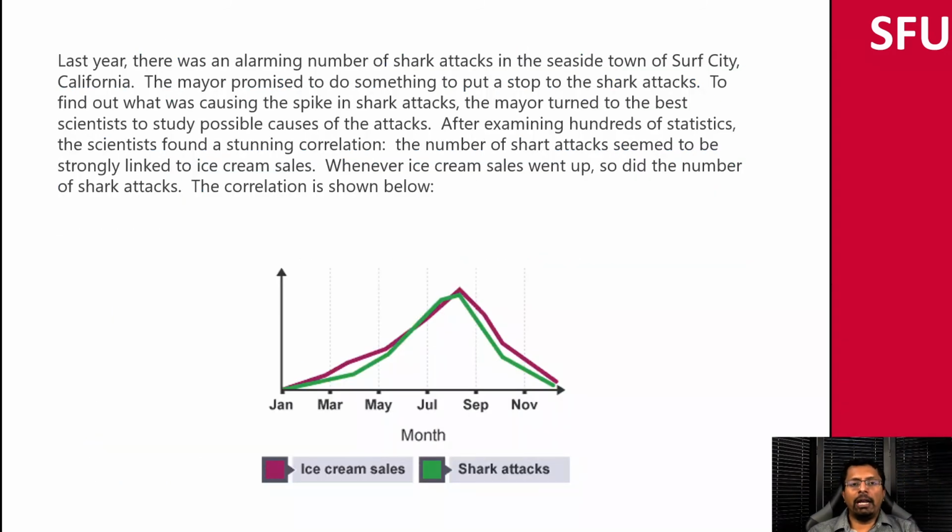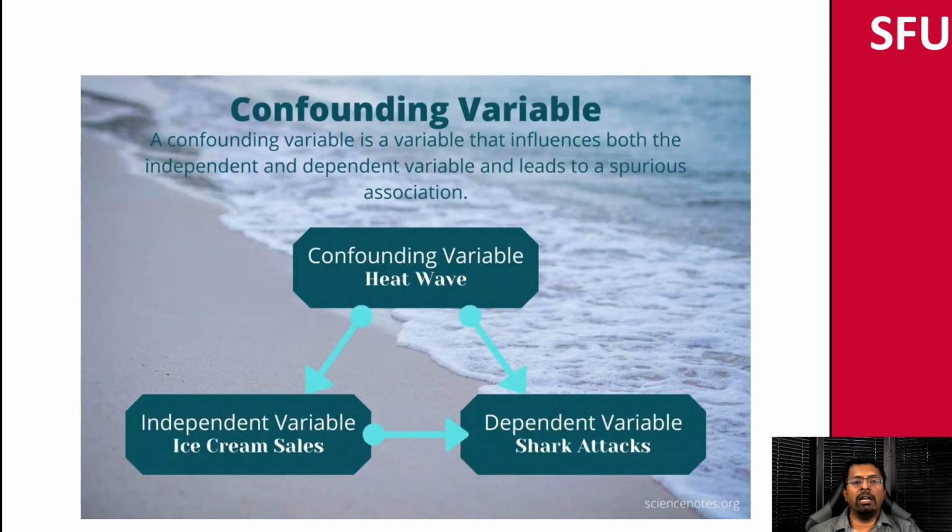To give you an idea, here is a simple example from last year, Seaside Surf City, California. The mayor promised to do something about the increased shark attacks. They plotted the ice cream sales versus the shark attacks, and noticed that they're related to each other. So would it be valid for the mayor to say, I'm going to ban all ice cream in the summer in order to reduce shark attacks? This might be a simple question, but it actually looks at two different things: firstly, the relation between causality and correlation, and also the potential source of a confounding variable.